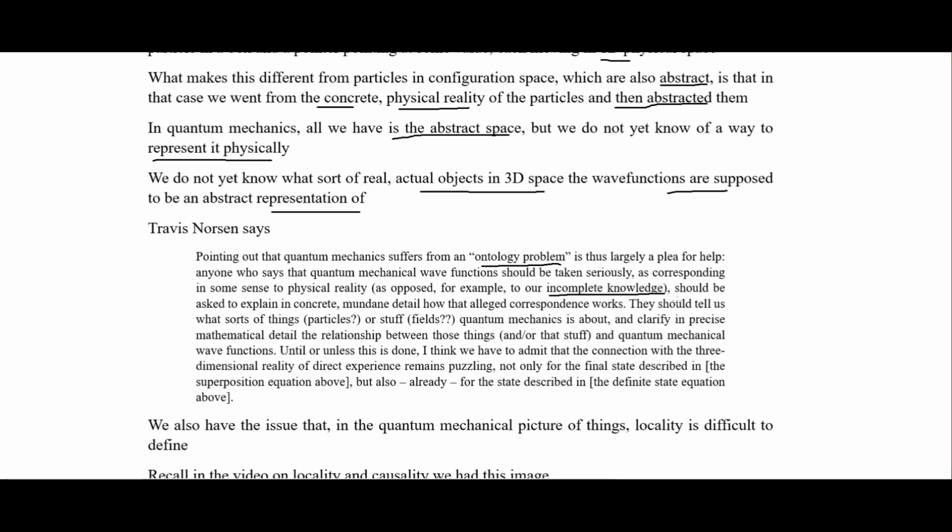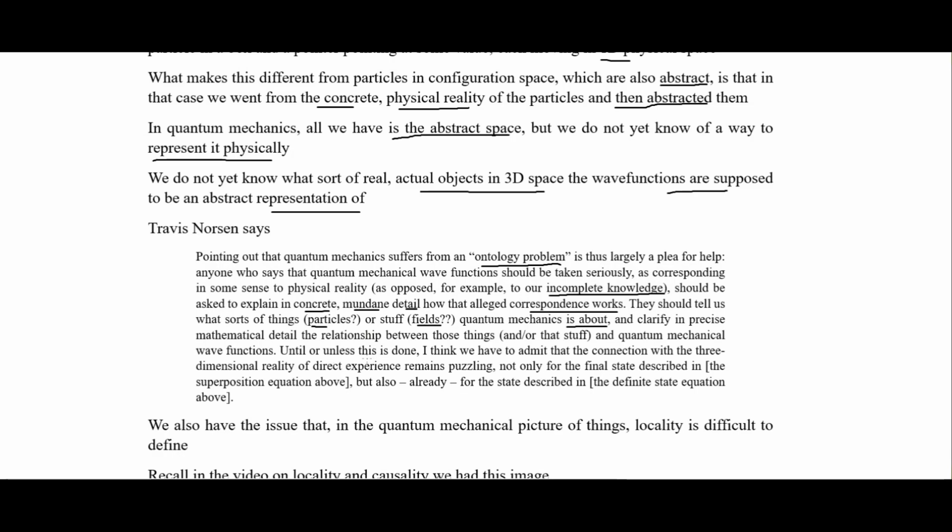So if a person is saying that, then they should be asked to explain in concrete, mundane detail how that alleged correspondence works. So the correspondence between the wave function and the actual physical reality that it's supposedly describing or referring to. So they should tell us what sorts of things, particles or stuff, fields, quantum mechanics is about, and clarify in precise mathematical detail the relationship between those things. So, the particles or fields or whatever our wave function is actually about, and quantum mechanical wave functions.